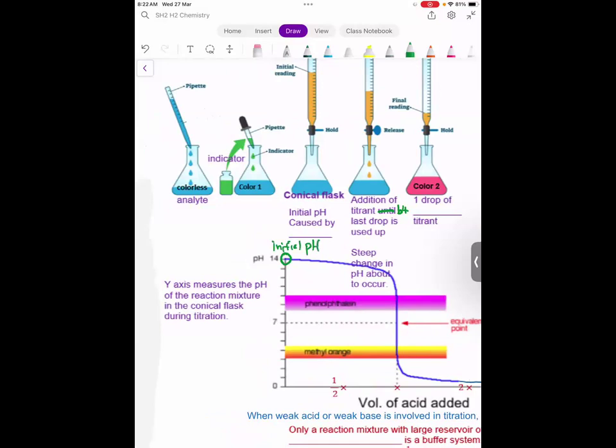How do I know this is the initial pH? Because this is where 0 cm³ of your titrant is added. So the solution inside your conical flask is the pure acid or pure base to start with, before the start of titration. So to calculate this initial pH, which part of the page 35 equation should you use? Which part of the page 35 equation should you use?